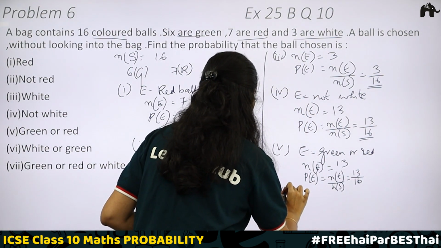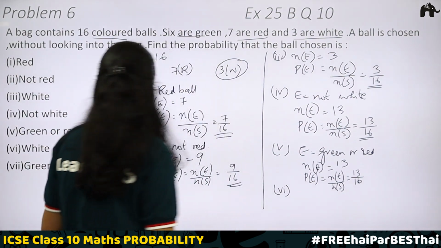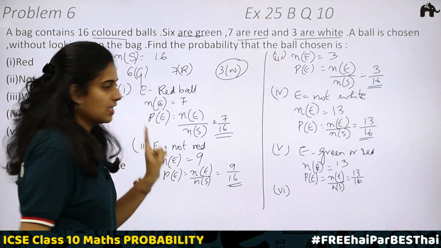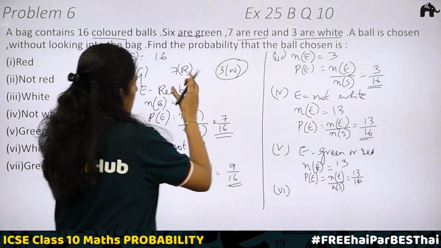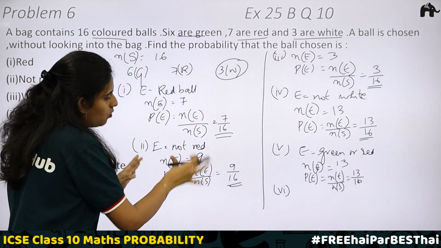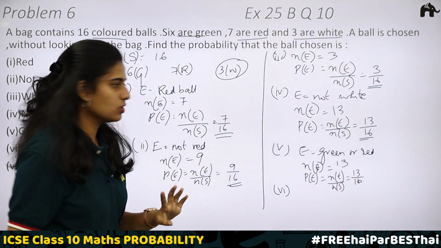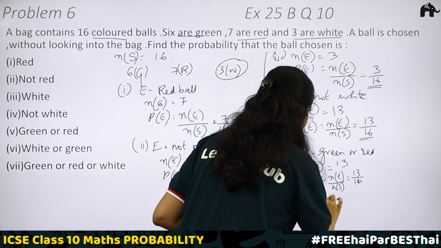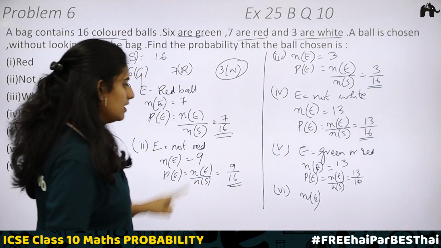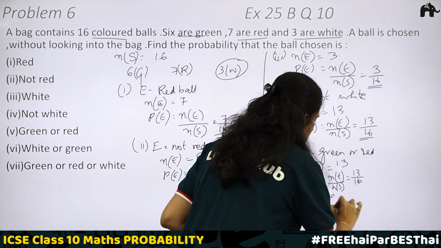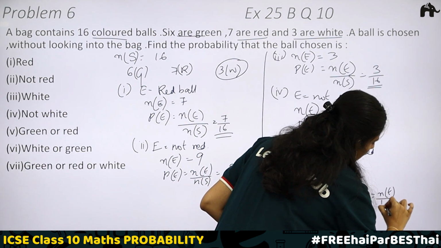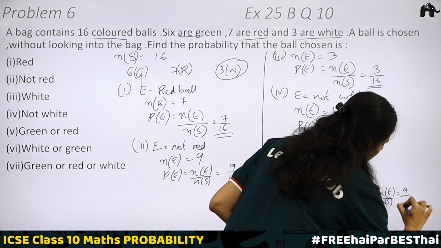Okay, so the next one, sixth one, white or green. We have 3 white balls and 6 green balls, which means it cannot be red, it can be green or white. Okay, so the not red. Not red, what do we get? The same thing here also we get. So number of outcomes favorable to the event includes 3 plus 6, which is 9. N of E is equal to 9 and the probability of the event is N of E divided by N of S equal to 9 by 16.